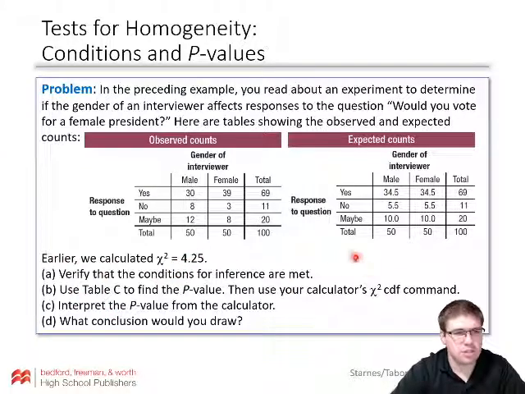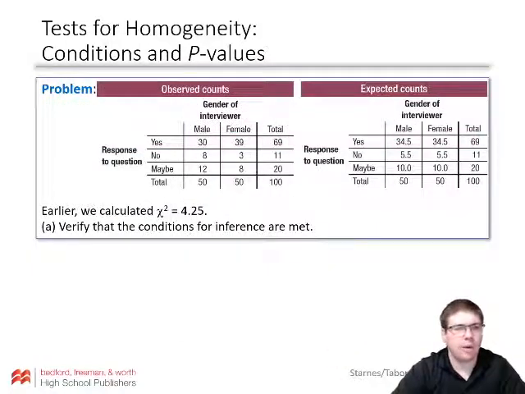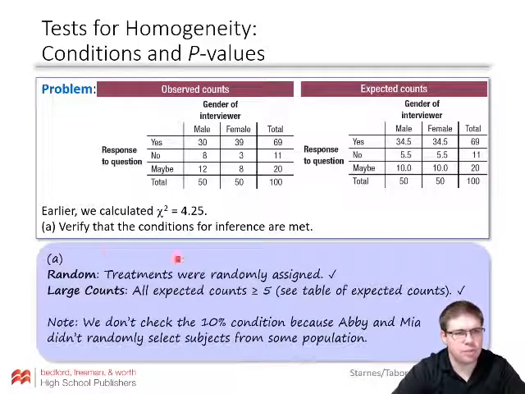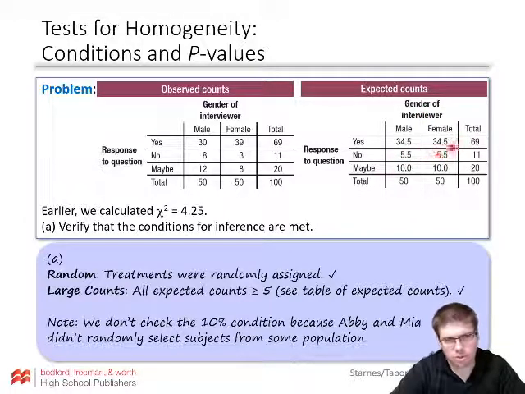Verify that the conditions for inference are met. So we want to have our random condition met. So they were randomly assigned a treatment. So the treatments were randomly assigned. Check. The large counts condition is met, and so all expected cell counts are at least 5. We can look at the expected table up here. All of those are at least 5. The no category, just a little bit.